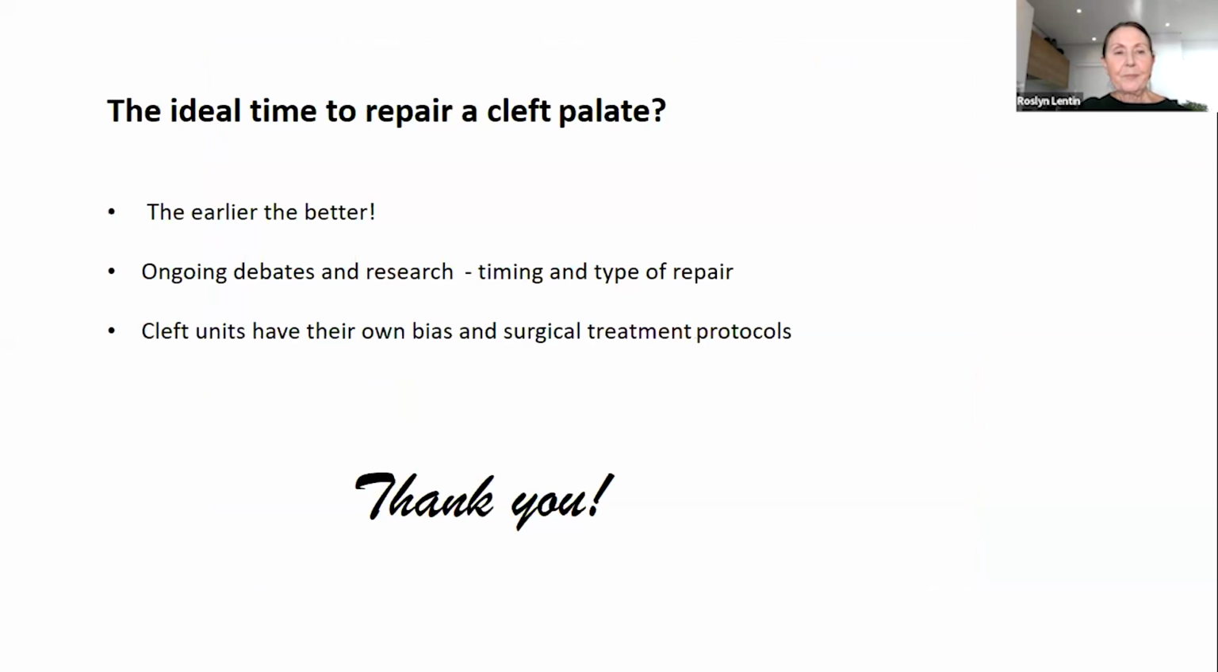So when is the ideal time to repair a cleft palate? As we've heard with the speaker before, the earlier the better, to minimize the impact of all the problems that can be associated with an unrepaired cleft palate, and as Dr. Eshete has said, with a badly repaired cleft palate. Yes, there are ongoing debates and research regarding the timing and what kind of repairs are best suited, and cleft units have their own bias and surgical treatment protocols.